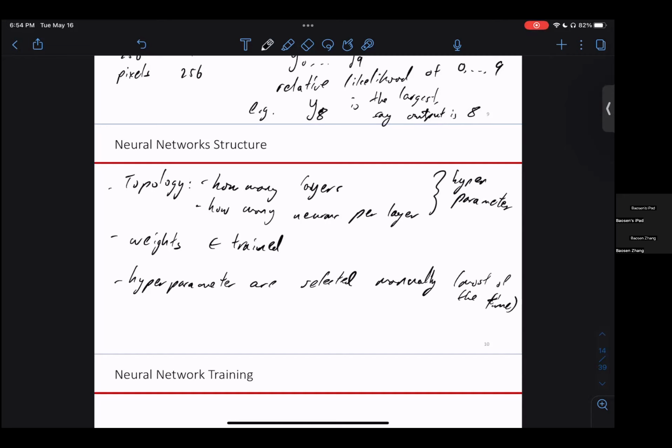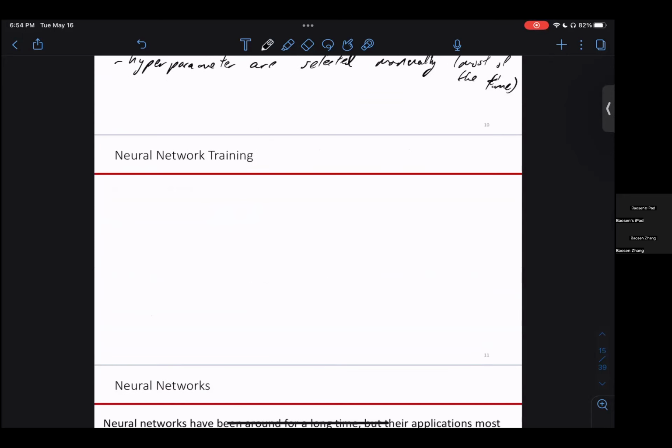You're very unlikely to be coding the optimization back here. What you're doing is selecting these kinds of things. You give it to the computer and say, go with it. Find me the best weights. And the weights are trained by something called the backpropagation algorithm.